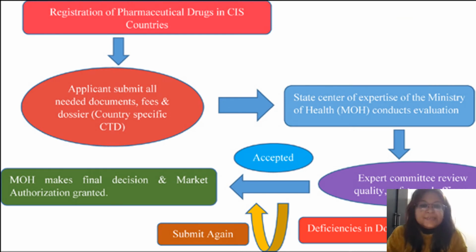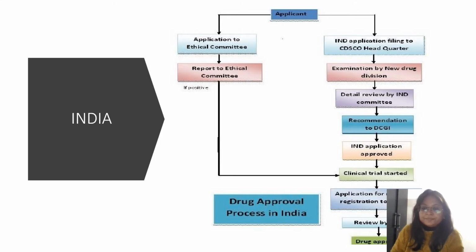Now this is about the CIS countries. CIS countries were among the developing countries. In that case, you need to apply in the basic format of this CTD, and you have to submit all the documents. Then their regulatory agency will evaluate, and once they find it feasible, they will make the decision whether they are going to allow your application or not. If some clarifications are required at any stage, they will require clarification as well.